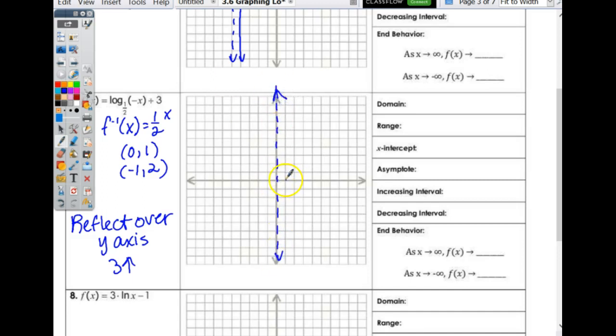So I'm going to start with 1, 0. Can I reflect 1, 0 over the x-axis, over the y-axis? Yep, it goes here and up 3. So my second point was 2 and -1. I'm going to reflect that over the y-axis and then move up 3. So it ends up looking like this.